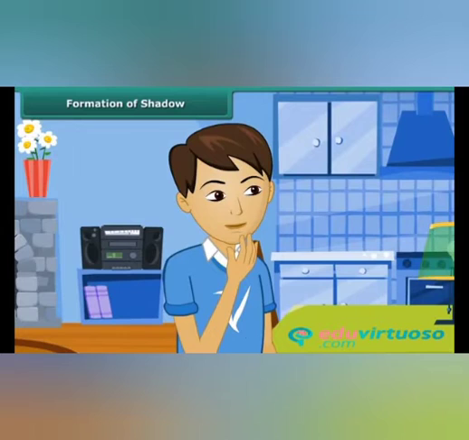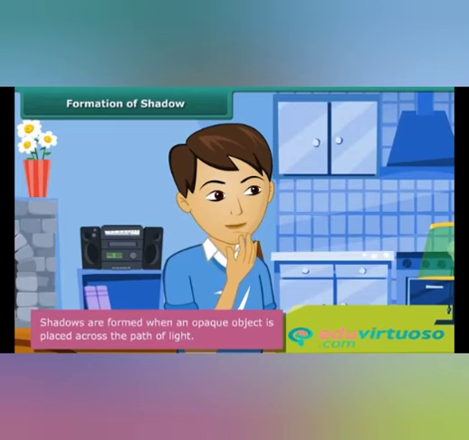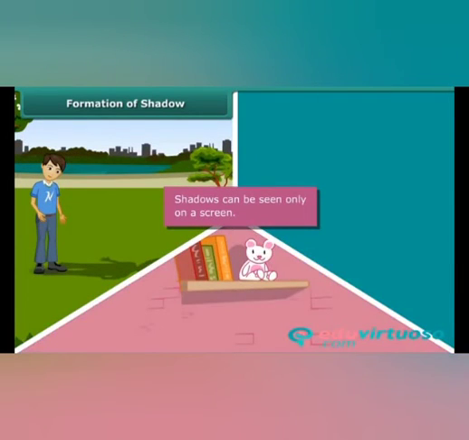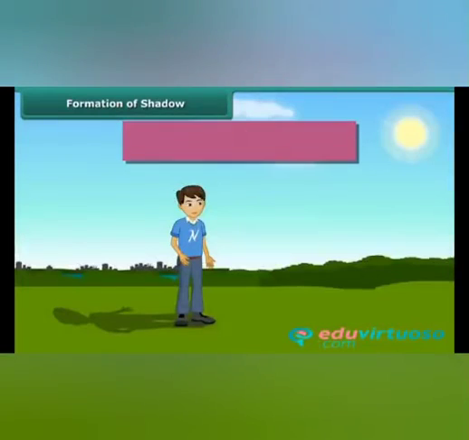You are confused. You want to understand when shadows are formed. You are also curious to know the direction in which shadows are formed. Shadows are formed when an opaque object is placed across the path of light. Shadows can be seen only on a screen. The ground, walls of a room, building, and other such surfaces act as screens for shadows. Shadows are always formed in the direction opposite to the source of light.